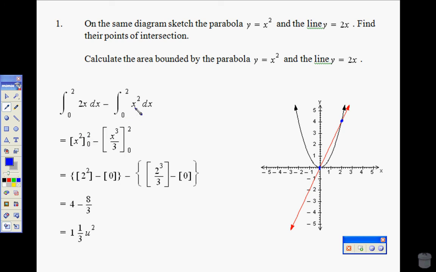Integrate this one, x cubed over 3, between 0 and 2, and we're doing a subtraction between them, but we integrate them just to get our values normally. So x squared becomes x cubed on 3, sub in 2, sub in 0, and you get 4 minus 8 on 3, which is 1 1/3 units squared. That gives us the area between those two curves. You can do it that way, or you could do it all in one, just saying 2x minus x squared and integrating that function.